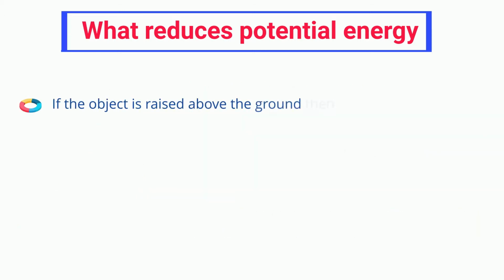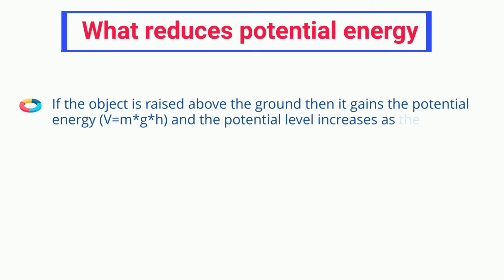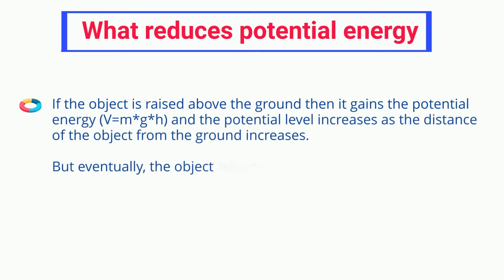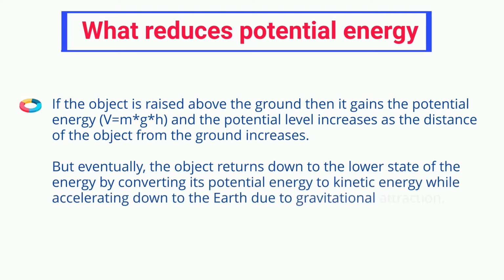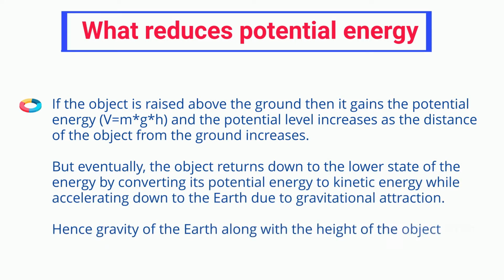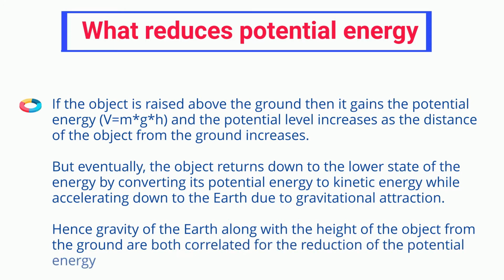If an object is raised above the ground, then it gains potential energy, and the potential level increases as the distance of the object from the ground increases. But eventually, the object returns to the lower state of energy by converting its potential energy to kinetic energy while accelerating down to the Earth due to gravitational attraction. Hence, the gravity of the Earth along with the height of the object from the ground are both correlated with the reduction of the potential energy of the system.